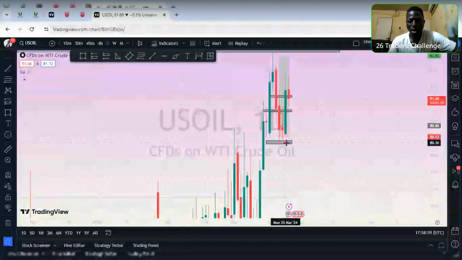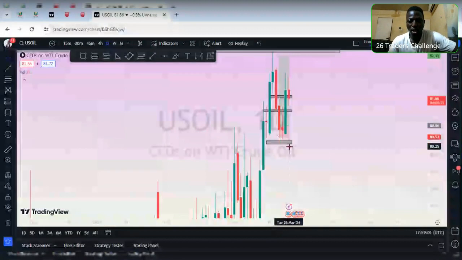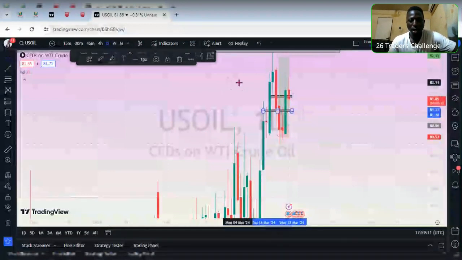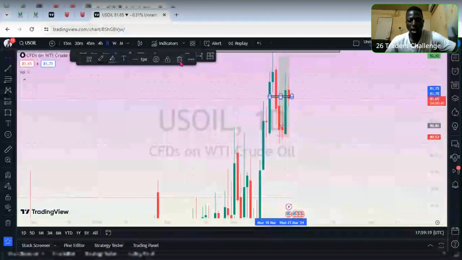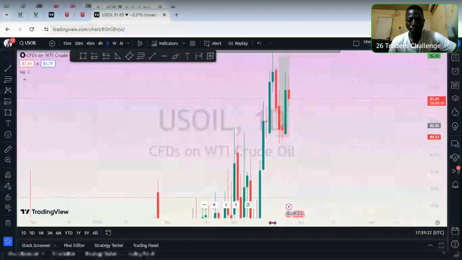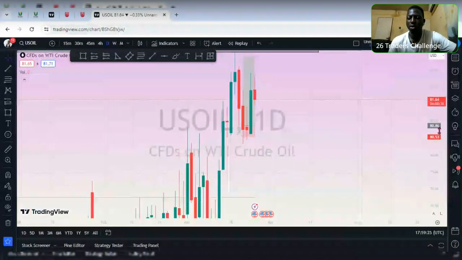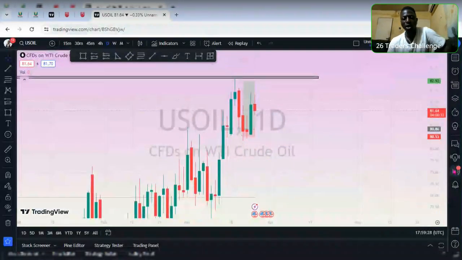So, demand and supply. I said demand zones are zones where buyers are willing to put money to buy in the market, where many people are willing to put in money. And supply zones are zones where sellers are willing to sell. Demand zones are where buyers are willing to buy, and supply zones are where sellers are willing to sell.